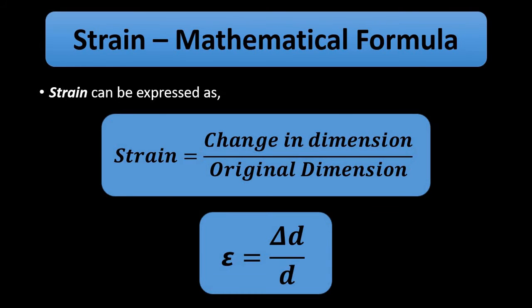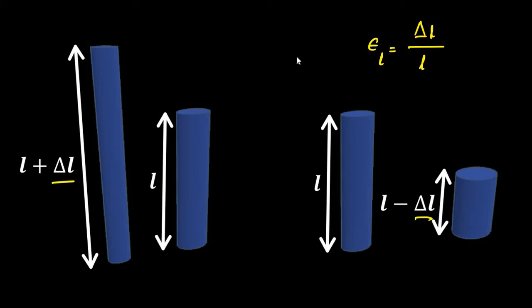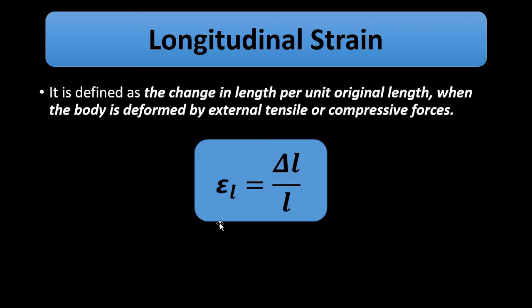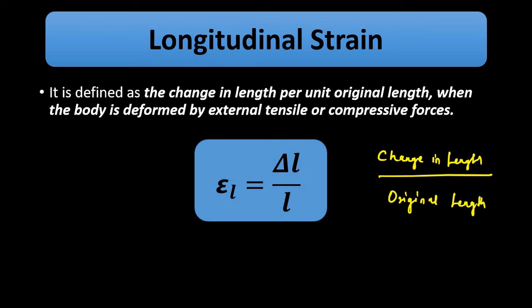So here, in case of longitudinal strain, the parameter which is changing is length. So change in length, whether it is increase in length or decrease in length, whatever it is, that change divided by the original length, that is longitudinal strain. Epsilon L is change in length by original length. This is longitudinal strain. It involves both tensile and compressional stress.